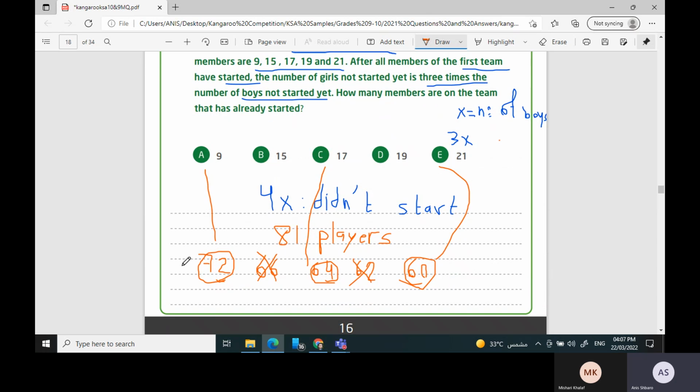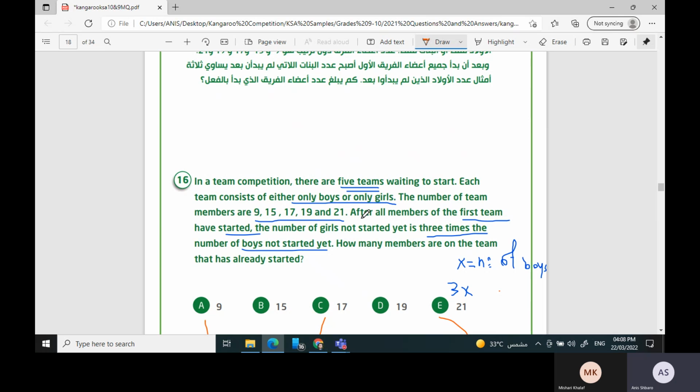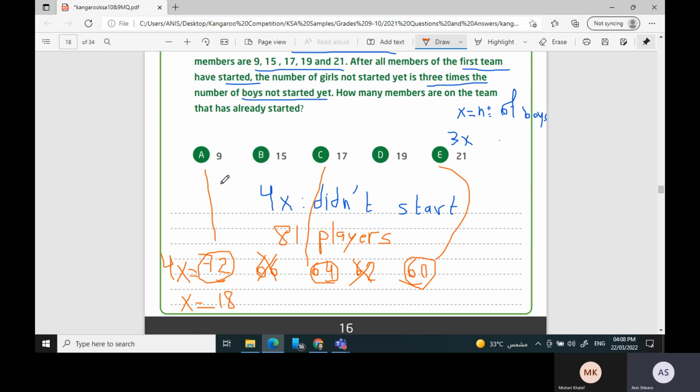So if 4x is equal to 72, I can divide it directly and say that x is equal to 18, because 20 times 4 is equal to 80, so 18 times 4 is 72. Now let's check 18. Is it in our choices? No, there's no team consisting of 18, so we will directly remove it. And we already removed the others. We are left with only 2 choices.